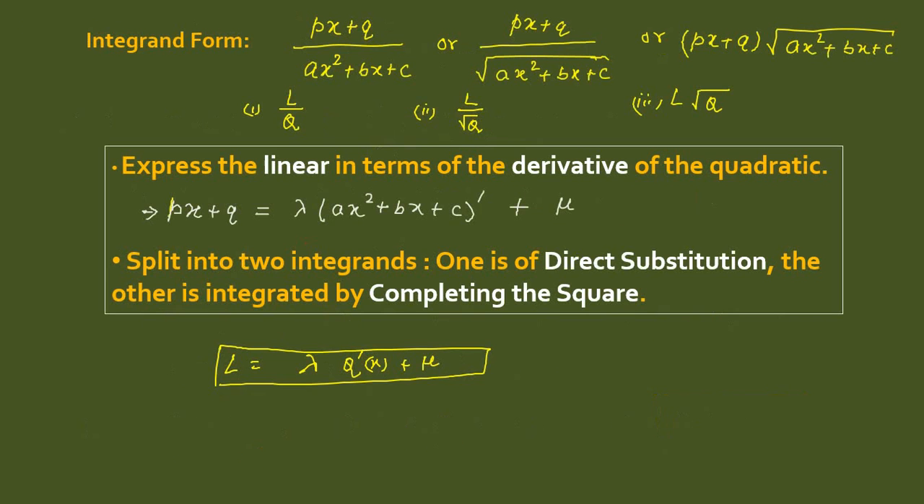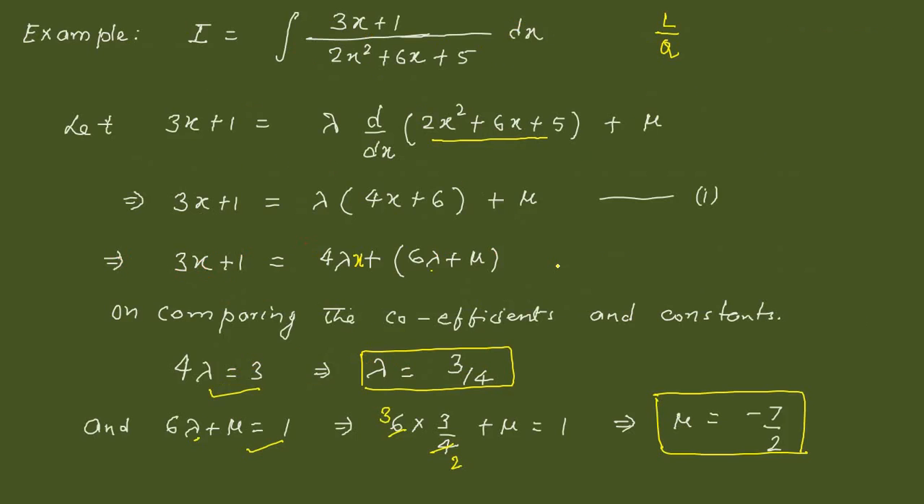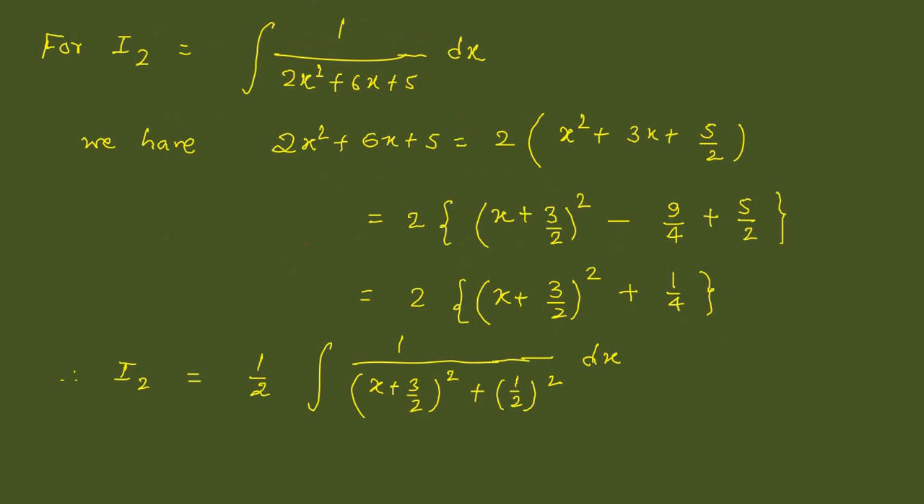And you can observe that in the guideline also, this is given as the direct substitution for the first integrand. Now the second integrand, which is here I2, is 1 over 2x² + 6x + 5, and for this we have to complete the square, or express this quadratic as the sum or difference of two perfect squares, which we did in the previous lesson.